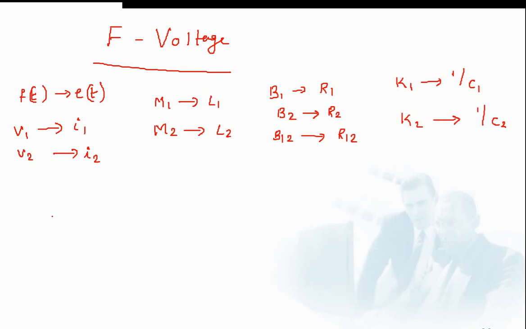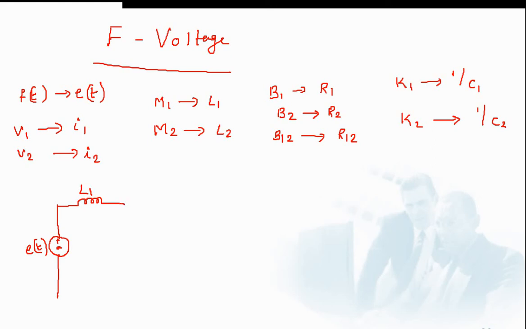First we have to draw the input voltage, that is E of t. So E of t is the applied input voltage corresponding to force F of t. Now, in the mechanical system, there is a mass M1. So what is the analogous element corresponding to mass M1? That is an inductor. So I can represent it as L1.